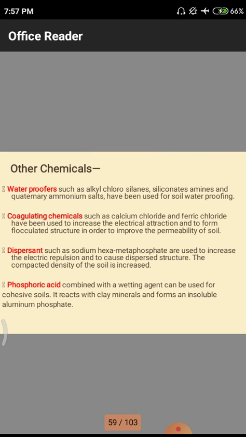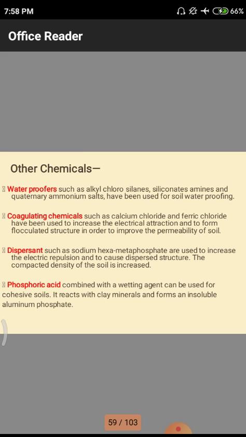First one is the waterproofer. Chlorosilanes, siliconates, amines and quaternary ammonium salts have been used for soil waterproofing. That means for soil waterproofing, on the primary layer we have to apply this waterproofing agent so that it will not allow water into the soil because of its chemical properties. They form a top sheet on the structure. Those sheets will not retain the water.